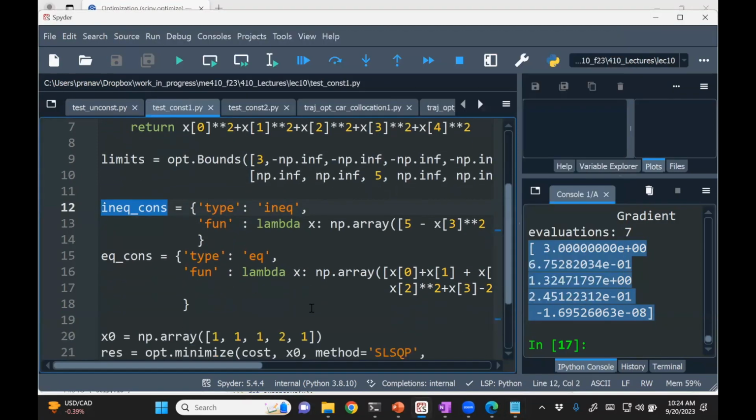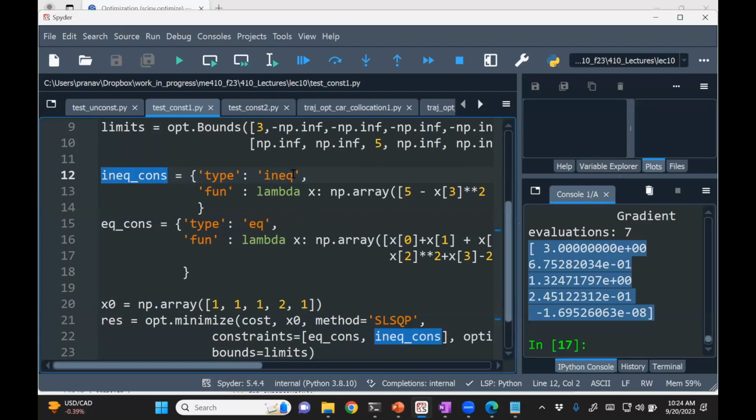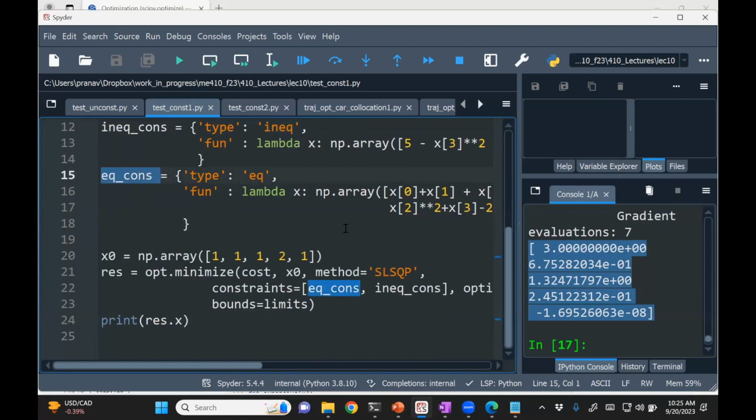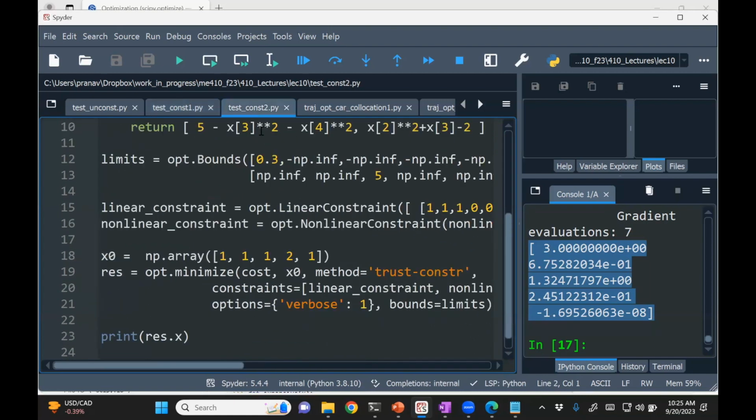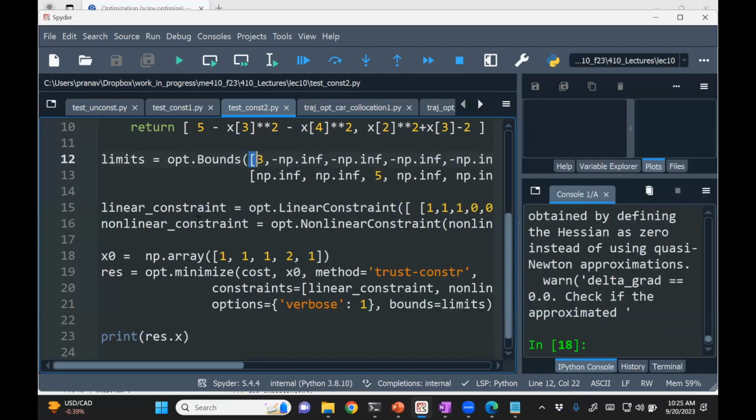Okay, and then all the inequality constraints should sit in one place. So that's all inequality constraints. All the equality constraints sit in one place. And so that's put up here. And then you have to give an initial guess. Okay, so that's SLSQP. If you do this with this one, I'll have to change this back to 3. It was not 0.3. Let's run this.